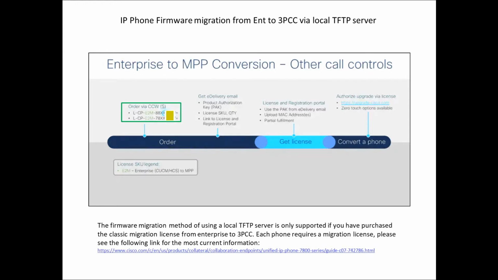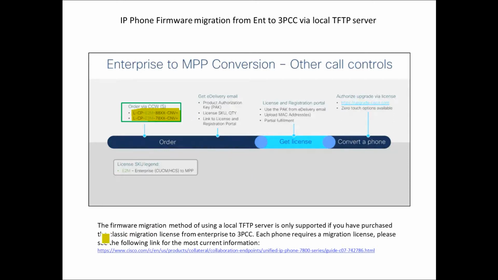This one right here is going to be for the 8800 series phones, so it's going to be L-CP-E2M-88XX-CNV. So we need to purchase one of those licenses for each phone that we want to migrate. And if it's a 7800 series phone, then we need to purchase L-CP-E2M-78XX-CNV equal symbol. And again, one per each phone we want to migrate.